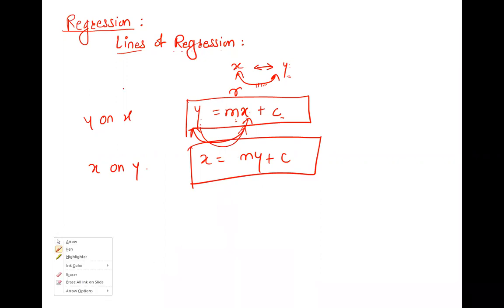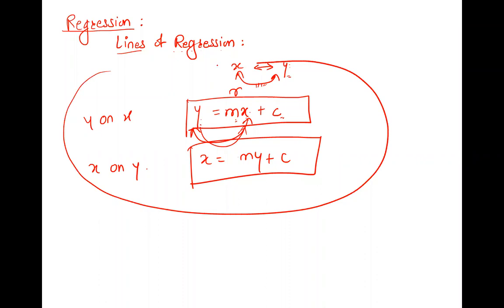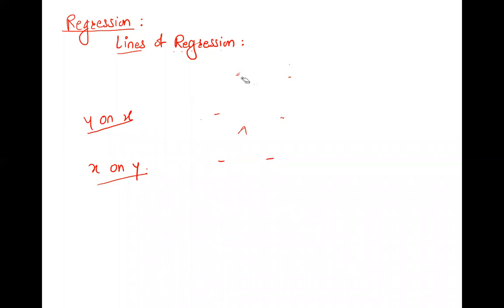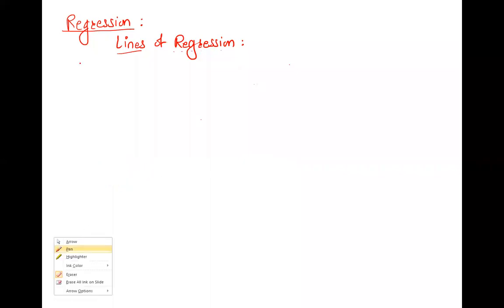This is what we know initially, lines, but regression lines are of two types: regression line y on x and regression line x on y. We know y is mx plus c, x is my plus c. These are the lines y on x and x on y. So we go with the actual topic, regression lines. There are two types of regression lines.